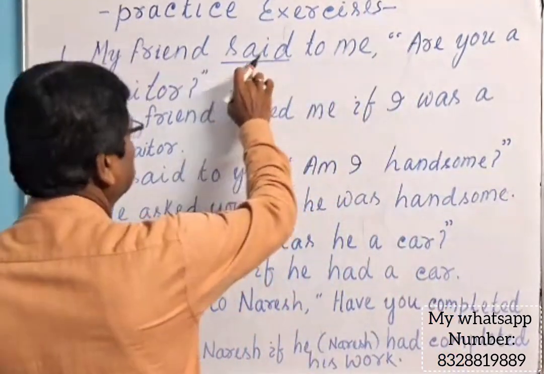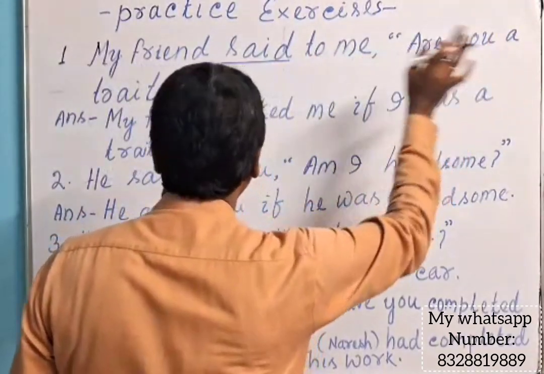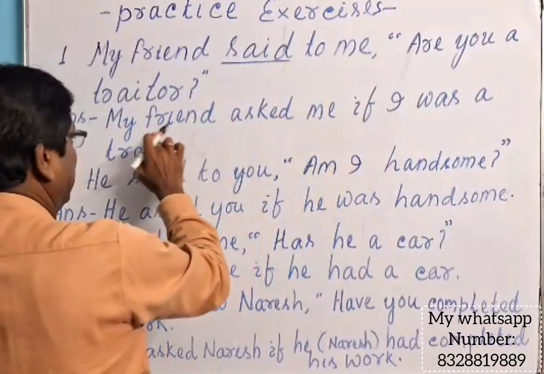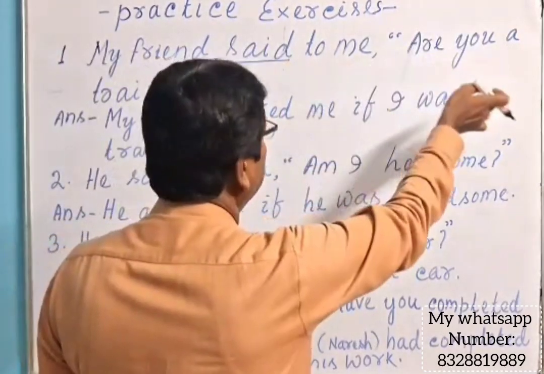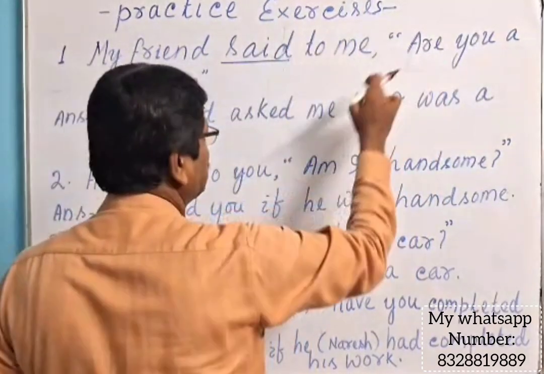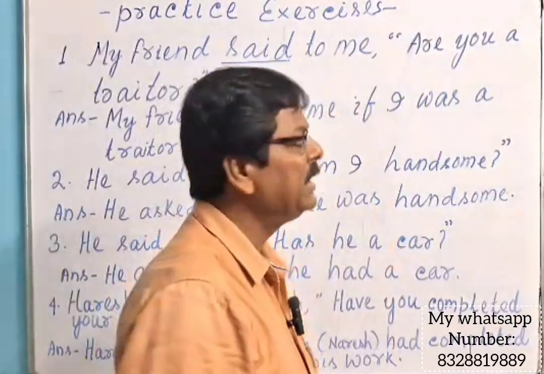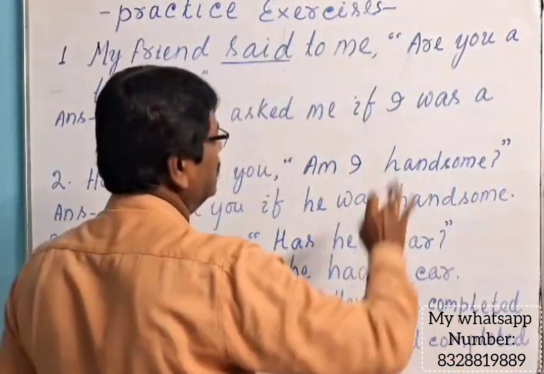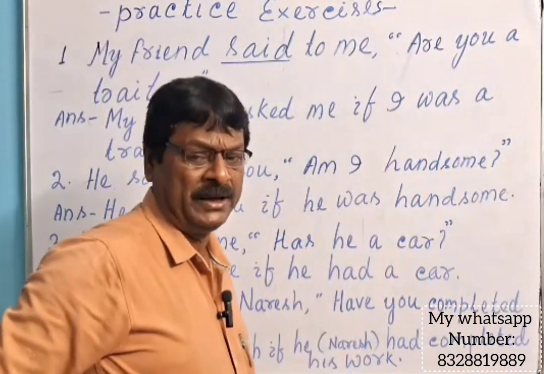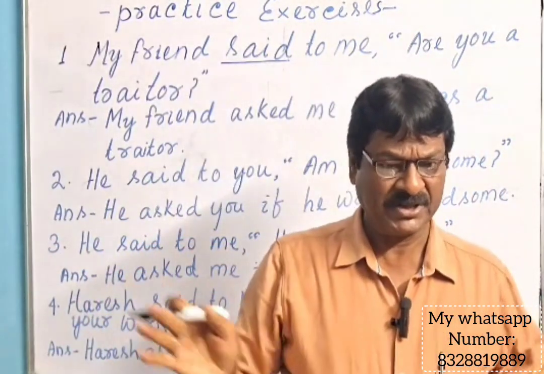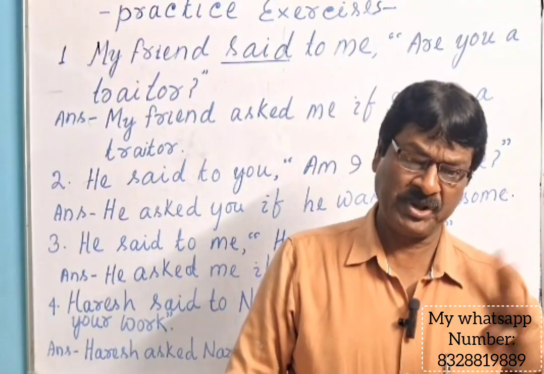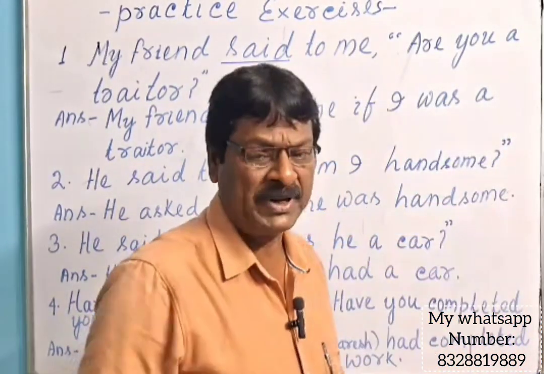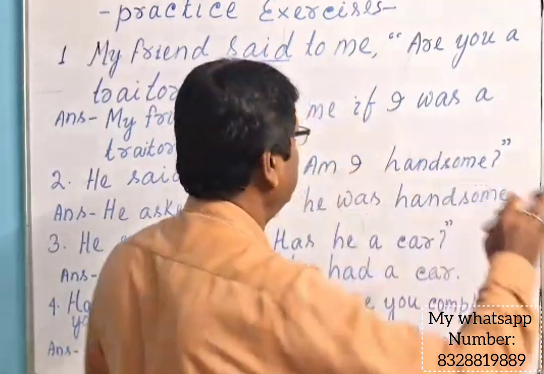So: my friend said to me, "Are you a traitor?" My friend asked me, "to" will be dropped. My friend asked me, and the joining word between RV and RS will be if or whether. Here, if is definite because it is not a sentence of preference. In a sentence of preference, whether is used. Here, it is not a sentence of preference, so if is more appropriate.